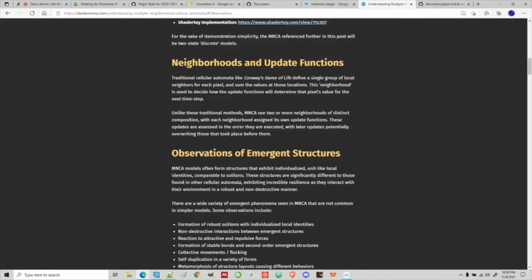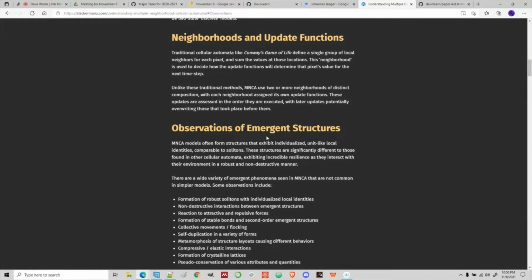These updates are accessed in the order they are executed, with later updates potentially overwriting those that took place before them. So in other words, you have neighborhoods that are not concurrent in time, they're executed differentially over time. So you have one neighborhood at one point in time, another neighborhood at another point in time, and that gives you differences in the way these particles interact over time.